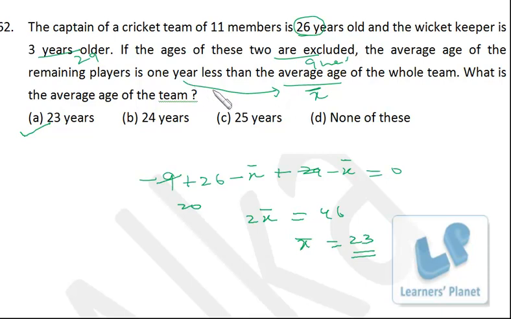That means the deviation is -1. So the total deviation is -1 into 9, since there are 9 persons, so the total deviation is -9. Right? The captain is 26 years old, so the deviation from the mean is 26 minus x bar. The wicket keeper is 29 years old, so the deviation is 29 minus x bar, and the sum of deviations is 0. So on solving this, we get the average, x bar, as 23. So the average age of the entire team is 23 years.